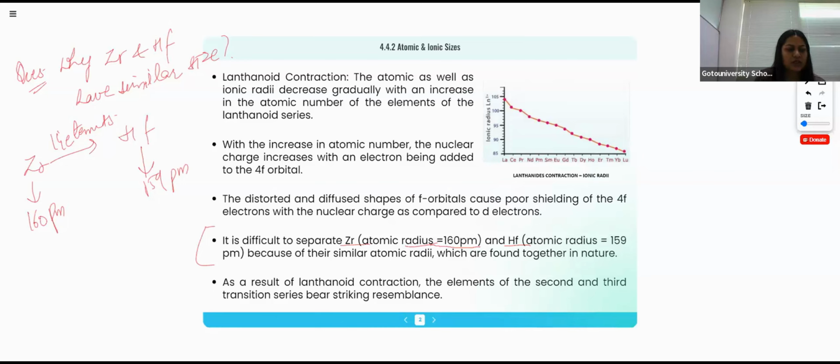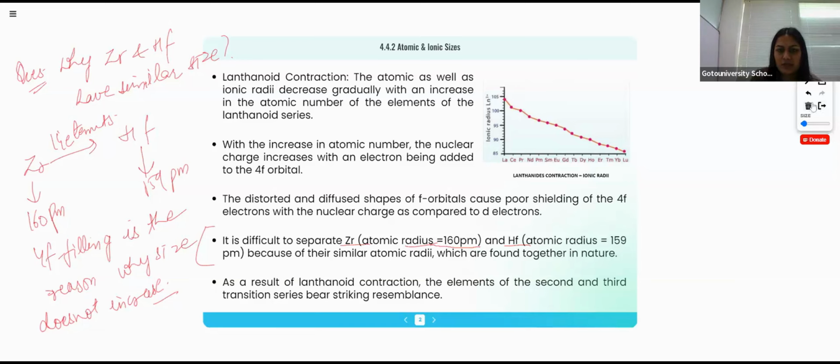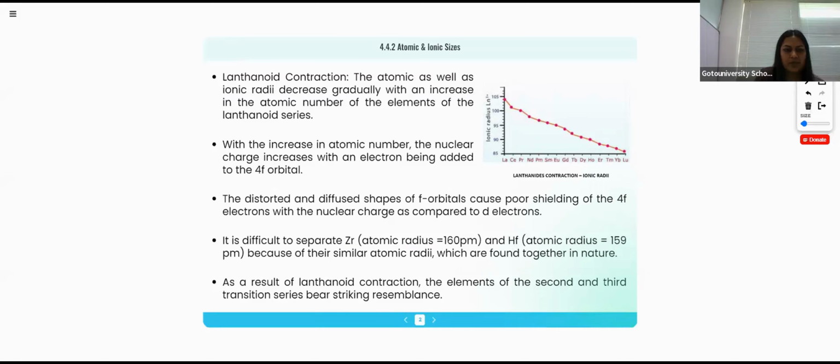So due to which, their 4f orbital filling is the reason why their size does not increase, right? So owing to the 14 electrons in the 4f orbital, which has poor shielding effect, they are found to have similar atomic radii, right? As a result of lanthanoid contraction, the elements of the second and third transition series bear striking resemblance. All right.